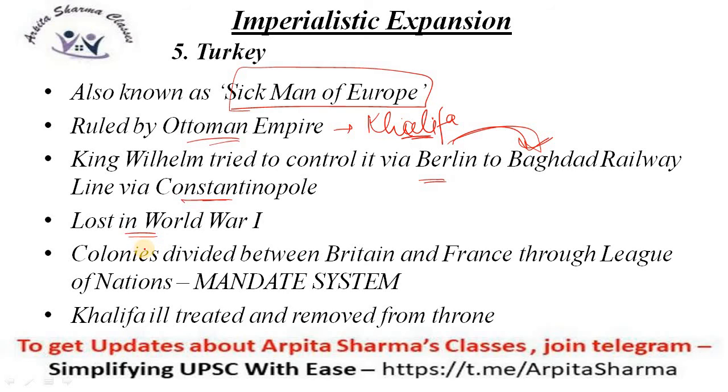I hope you remember there were two powers. Turkey was on the losing side, and finally, because Turkey lost in the war, colonies of Turkey were divided between Britain and France through the League of Nations mandate system. So, what was the mandate system?